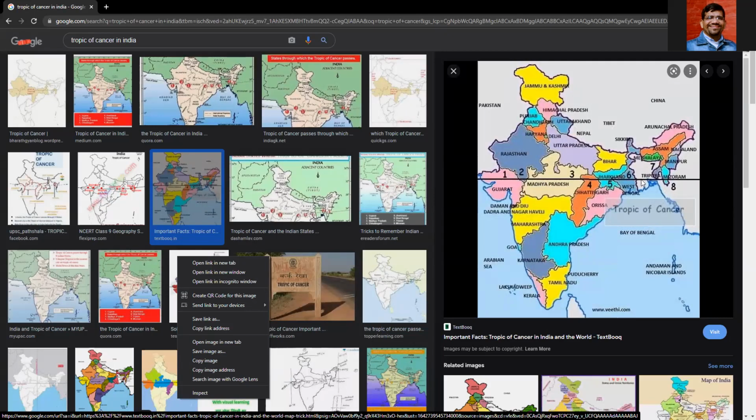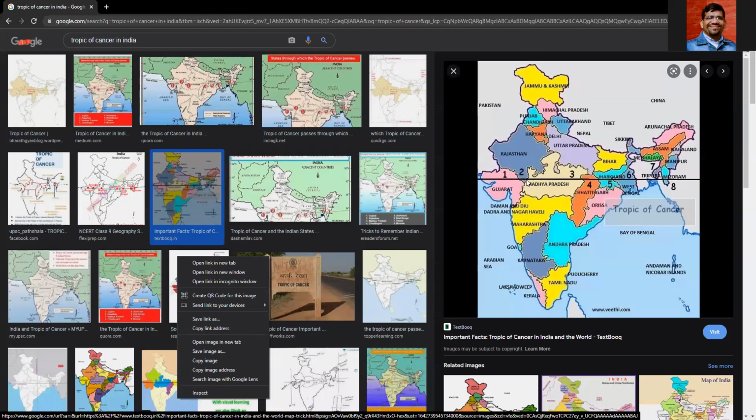You can see how many states are crossed by the Tropic of Cancer: Gujarat, Rajasthan, Madhya Pradesh, Chhattisgarh, Jharkhand, West Bengal, Tripura, Mizoram. The advantage of this map is that you know all the states which are touching the Tropic of Cancer. North of the Tropic of Cancer, temperate zone. South of the Tropic of Cancer, tropical zone.